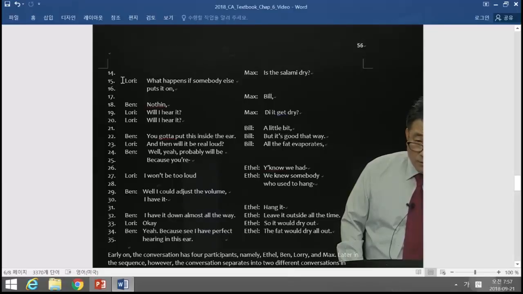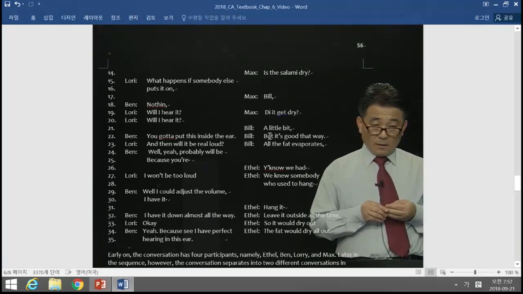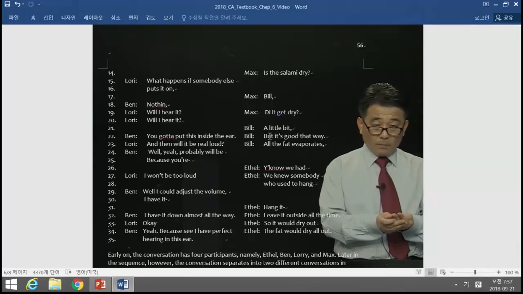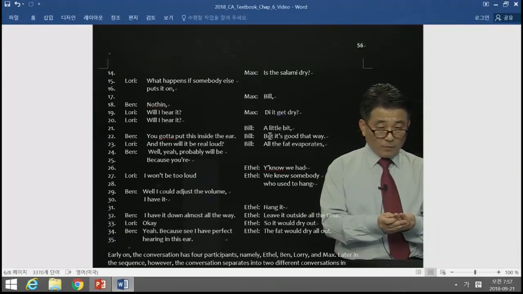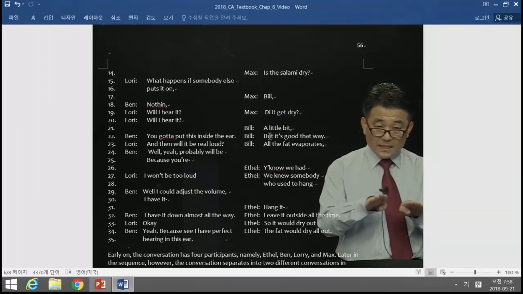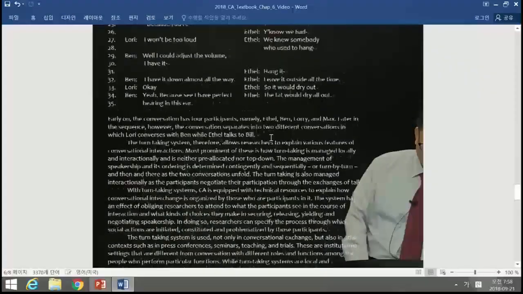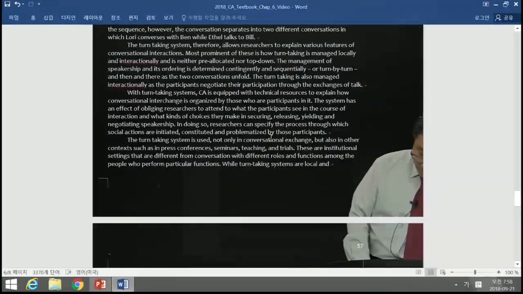The first one is Louis and Ben. These 2 are talking. And then Max and Bill are talking. So if there are more than 3 people, if there are 4 people, then it is possible for there to be 2 conversations spreading out from an initial 1 conversation. Okay? So later on, let's look at this part.